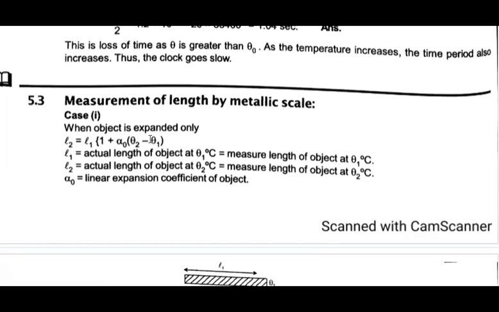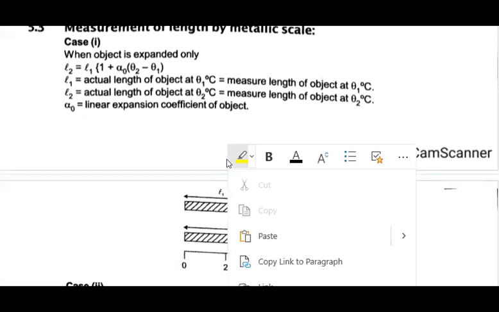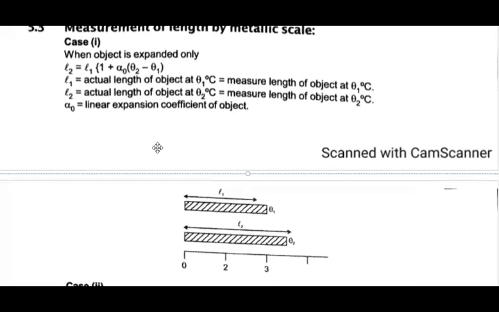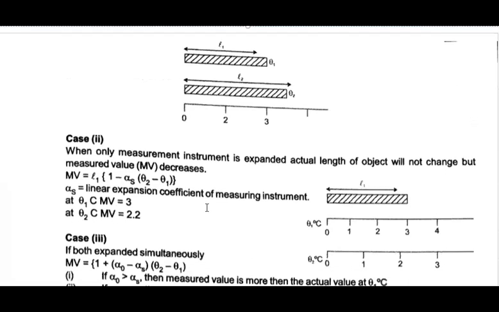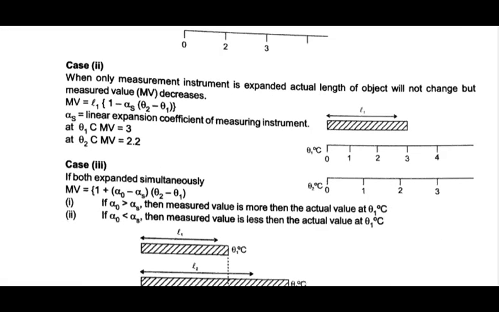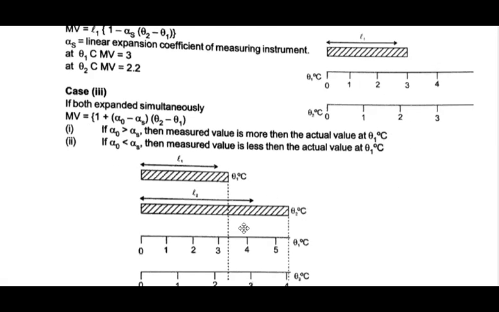Now the second case is that the rod is not changing, and only the scale will change. In that case, the measured length of the rod will be lesser. Yes or no? Because if the scale expands, the divisions spread out, so if the rod does not expand, it will read shorter than the actual length. And third, if both change, then the net change in length will be the change in rod minus the change in scale, yes or no?